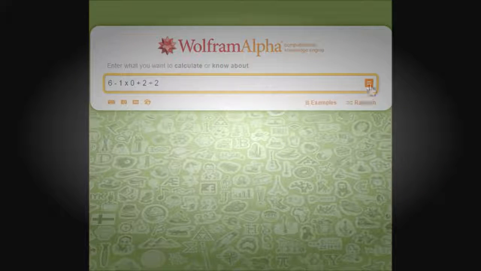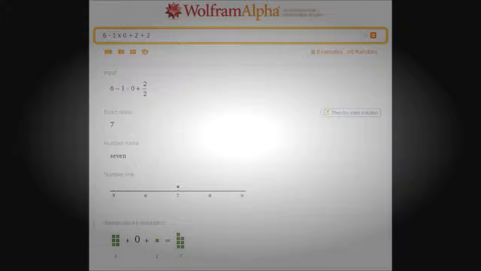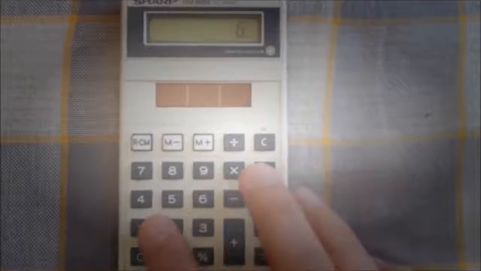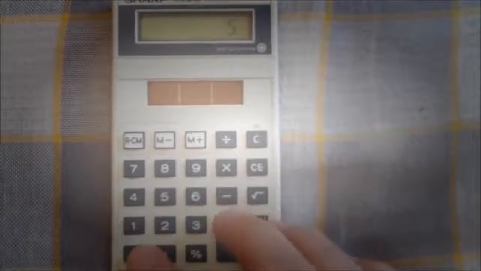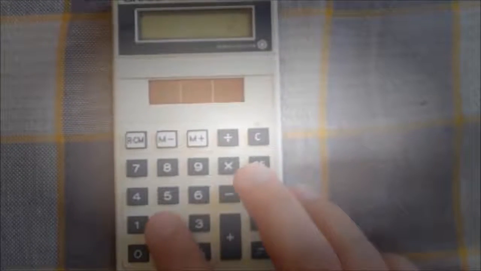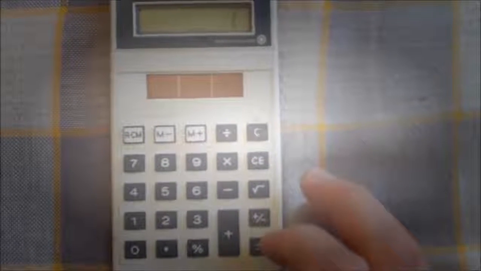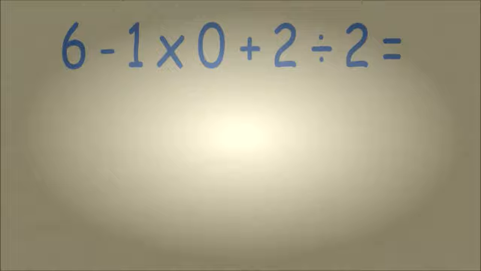When we type the expression into Wolfram Alpha, we get the result of 7. Similarly, when we type it into Google, it also evaluates to the answer of 7. The disagreement comes because if you type the same expression into an old school calculator, it will evaluate the result as being equal to 1. So what's the correct answer?